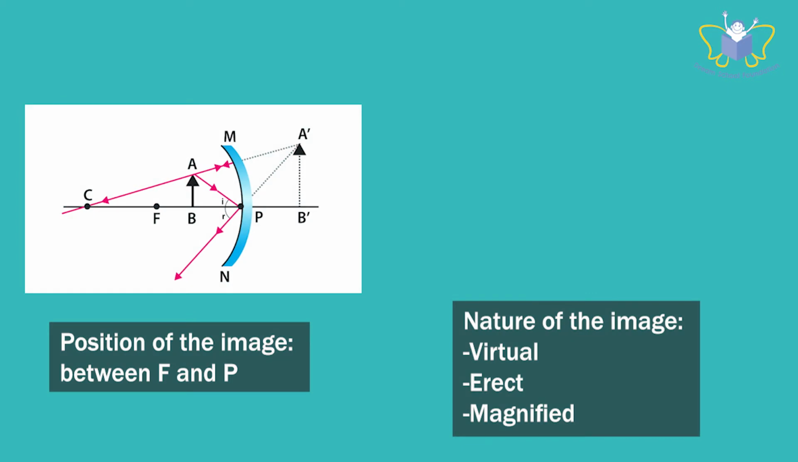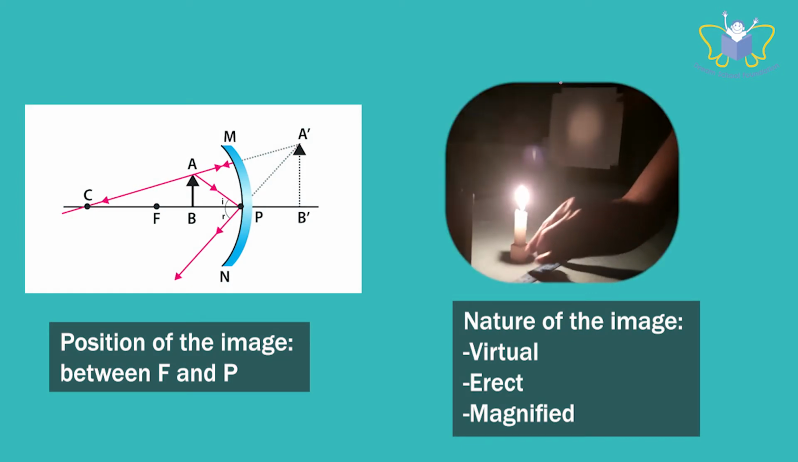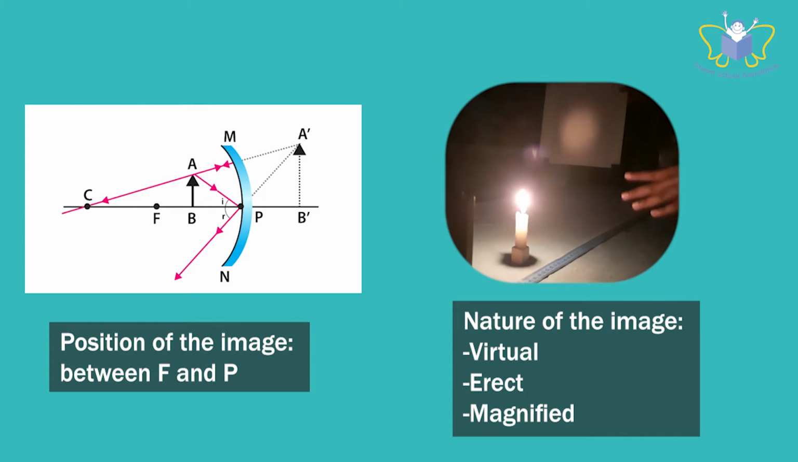When the object is in between the focus and pole of a concave mirror, as you can see here, the reflected rays appear to meet and don't actually meet. Hence, the image formed is a virtual image. It is erect and is magnified. Because it is a virtual image, it cannot be caught on a screen. The big blob formed out here is more of a reflection on the paper rather than an image formed because the light rays are not actually meeting.